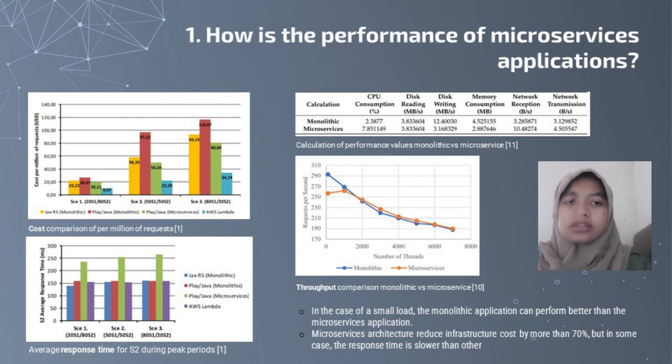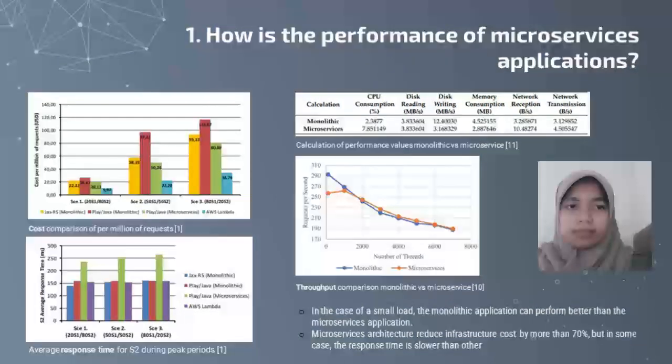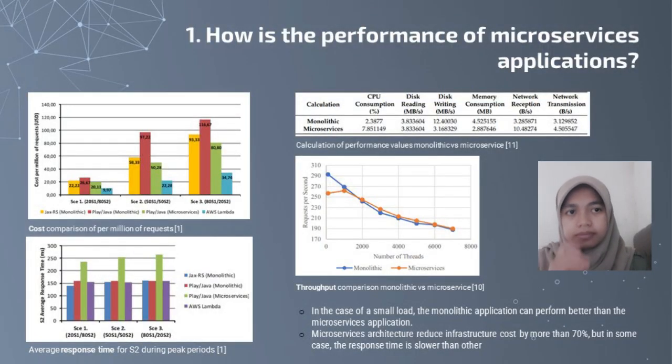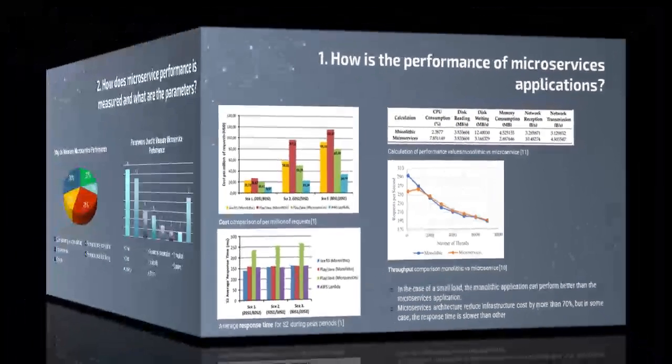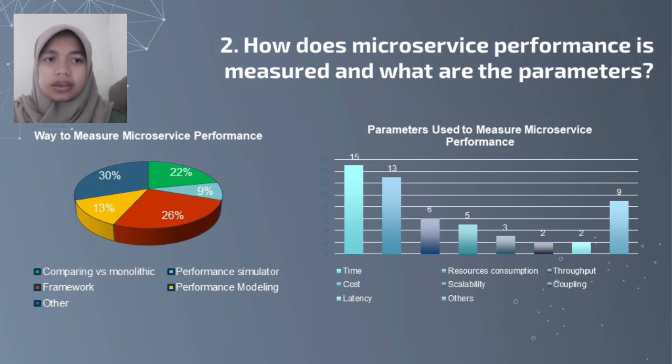The result of this systematic literature review is the answer to the research questions as mentioned before. First, as you can see in the graphic, monolithic architecture can perform better than the microservice architecture. But on the other hand, microservices can reduce more than 70% of infrastructure cost. Next question, how is microservice performance measured and what are the parameters?